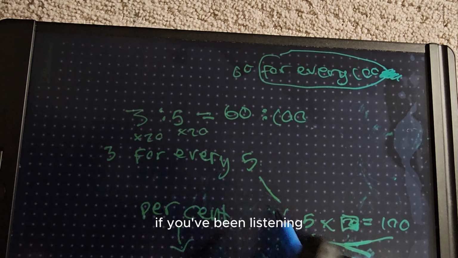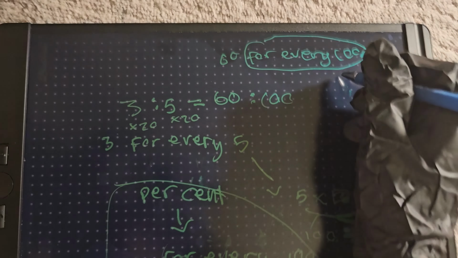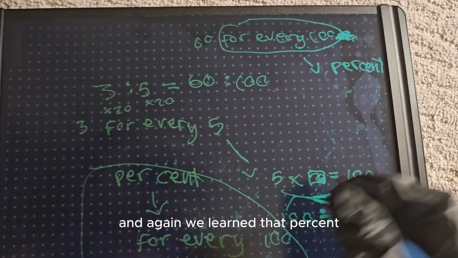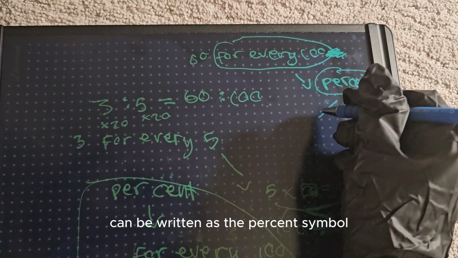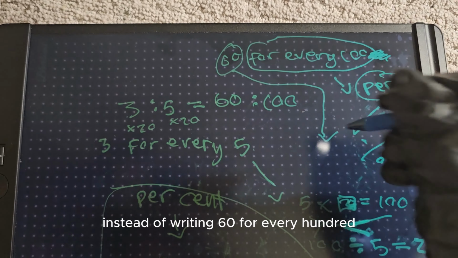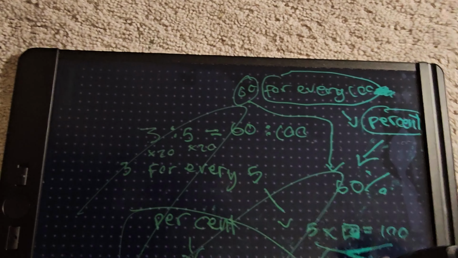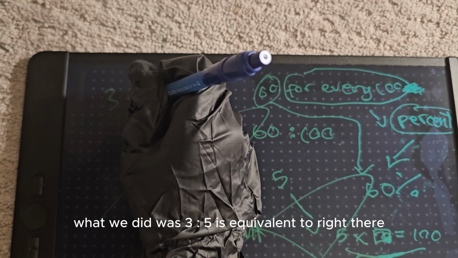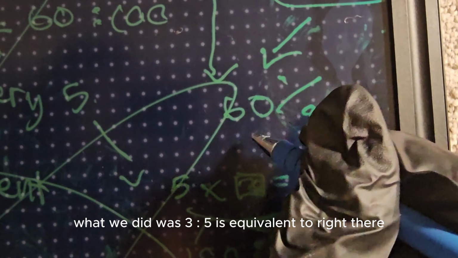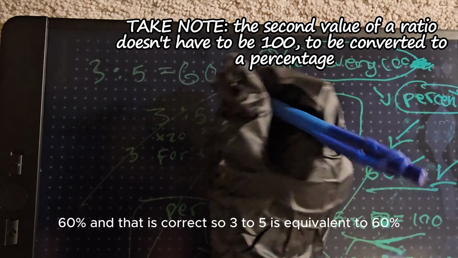For every 100, if you've been listening, is the same thing as percent. So for every 100 equals percent, and we learned that percent can be written as the percent symbol. So you bring the 60 down there. Instead of writing 60 for every 100, we're going to write 60%. So 3 to 5 is equivalent to 60%, and that is correct.